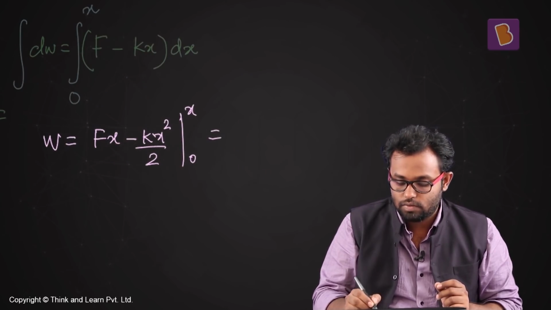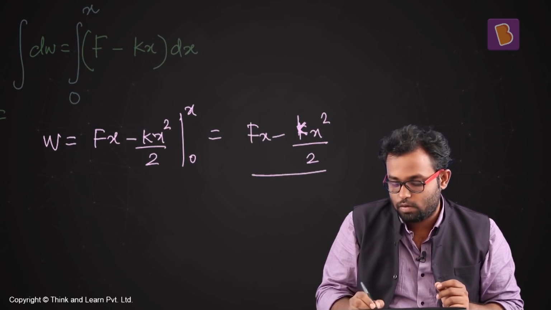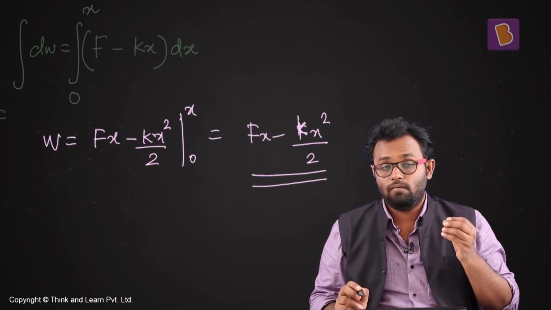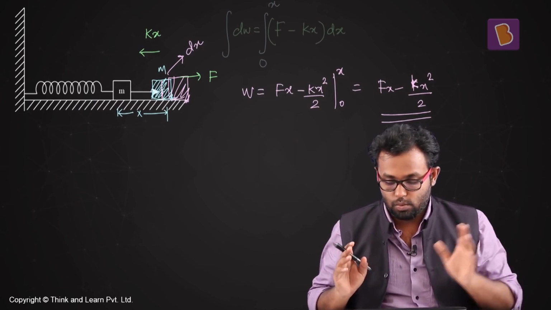When I plug in these values, I get Fx minus kx square by 2, right? This is the work done in moving this block from 0 to x.